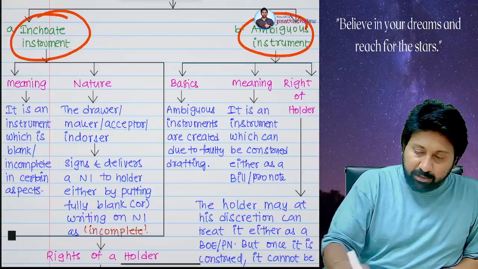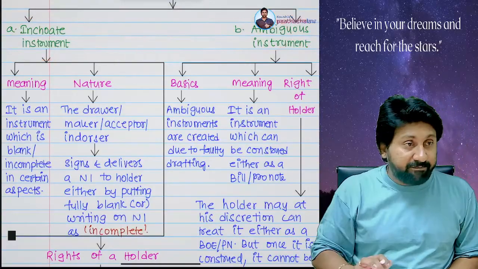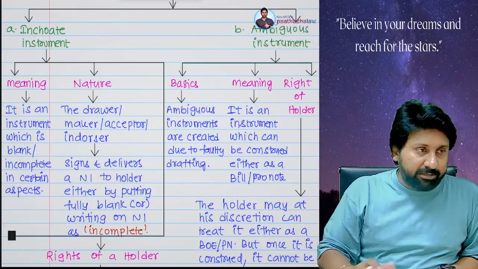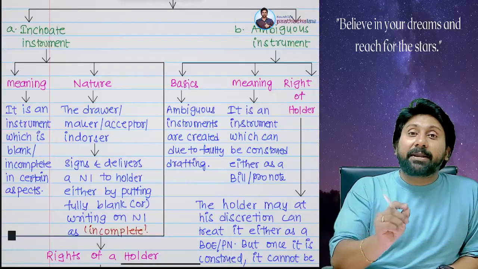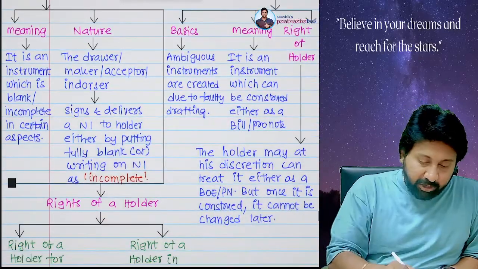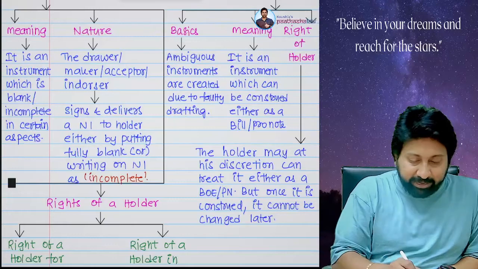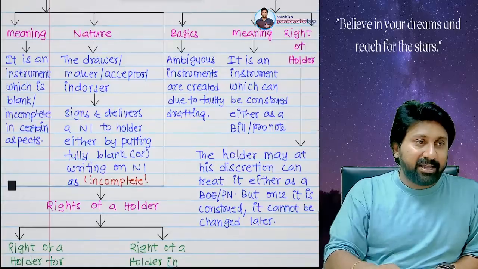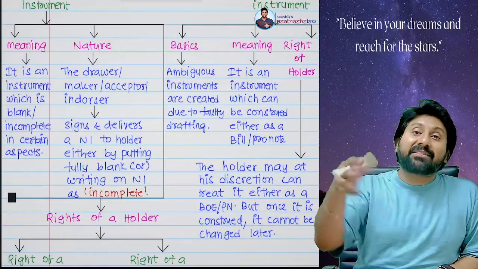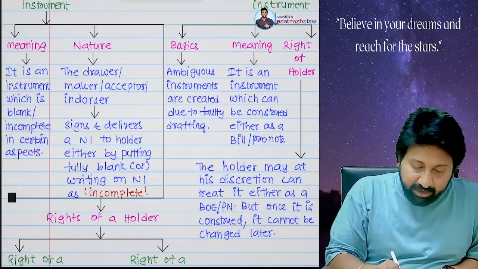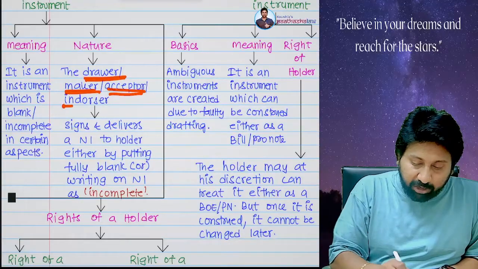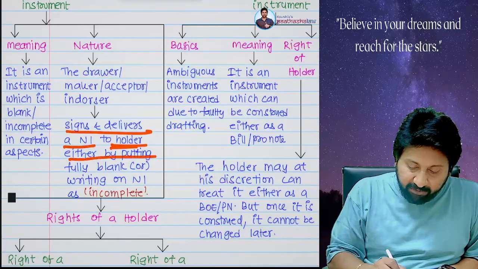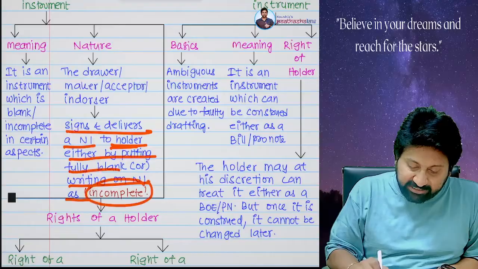Inchoate instrument. Sir, in these two, one question can come in the exam. Please be very, very careful. Inchoate instrument means a blank instrument, or incomplete in certain important aspects. So it is an instrument which is blank, either completely or incomplete in certain aspects. Amount I will put blank. Signature blank is not valid, since it is an essential; it should not be. Other things you can put blank. Nature: the drawer or maker or acceptor or endorser signs and delivers a negotiable instrument to the holder, either by leaving it fully blank or by writing in the negotiable instrument as incomplete.